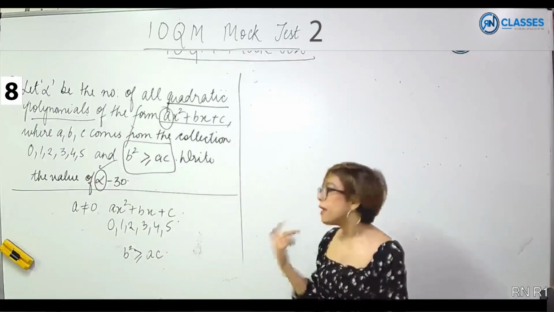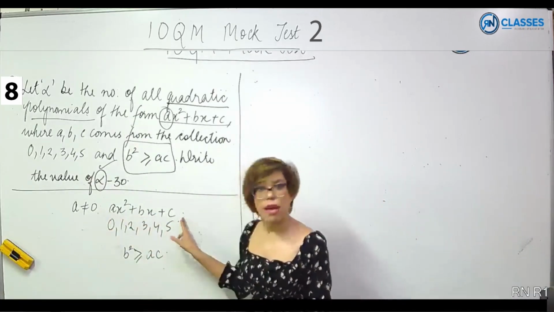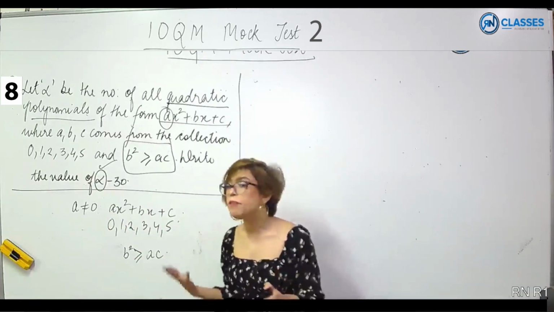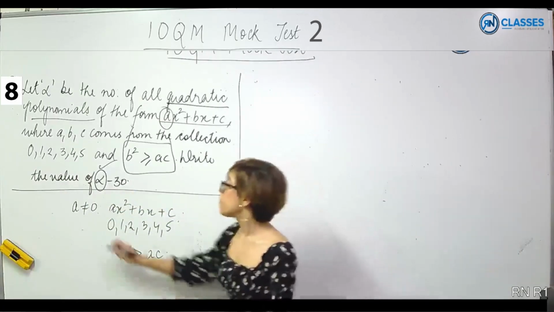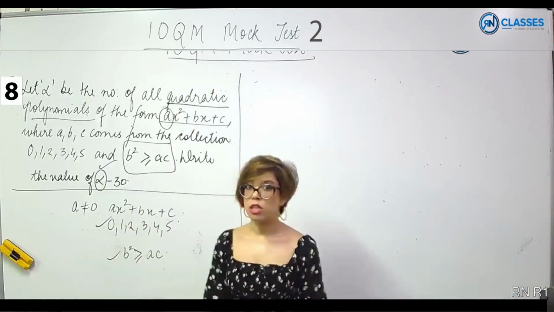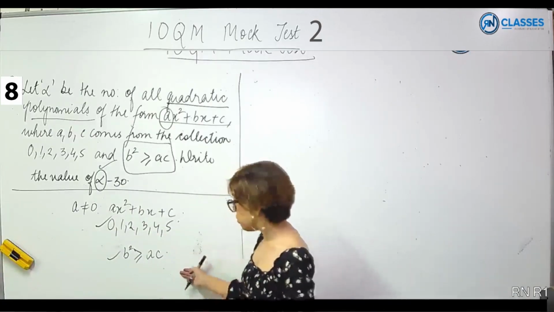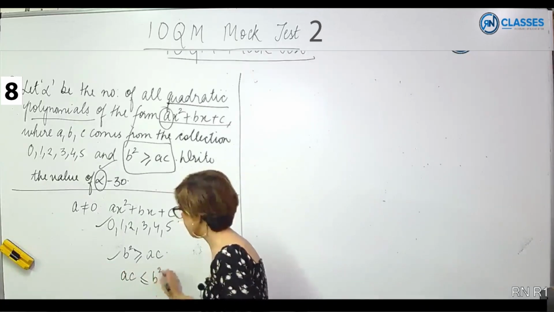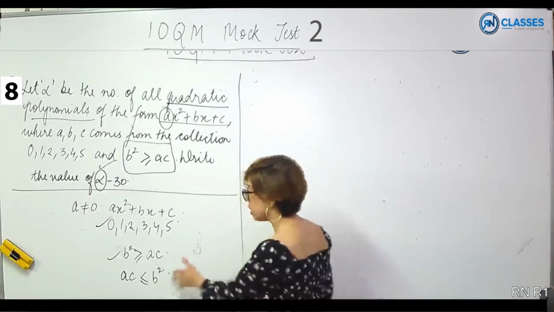Right? Now, if I can find out the different values of A, B, C, I can have the different polynomials, right? So, I need to know in how many different ways I can have A, B, and C which satisfy this condition as well as this condition. Obviously, we'll start with this condition, B square greater than equal to AC. I can rewrite this as AC less than equal to B square. Cool? Because I am more comfortable with less than equal to.